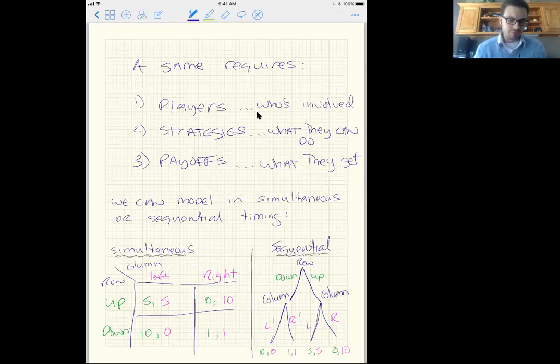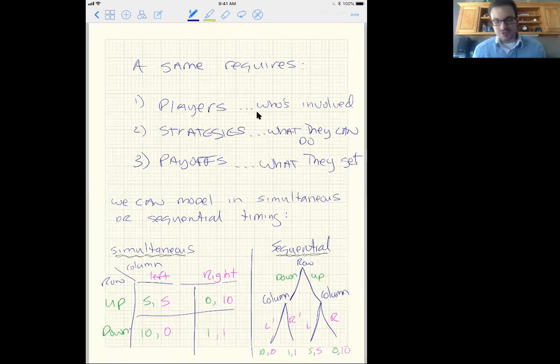So the first thing here, in order to be able to model a scenario with game theory, we need to have players, strategies, and then payoffs. So basically we have to be able to say who's involved, what they're able to do, and then what they're getting as a result of what they've done. We can model a scenario using simultaneous or sequential timing. If we're using sequential timing, we would use a game tree, as I've got on the right. If we're using simultaneous timing, we do a normal form game, one version of which is a matrix, like we see here on the left.